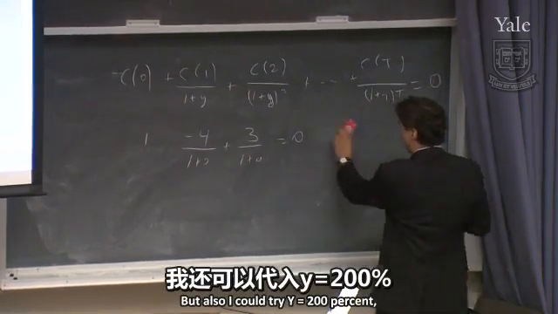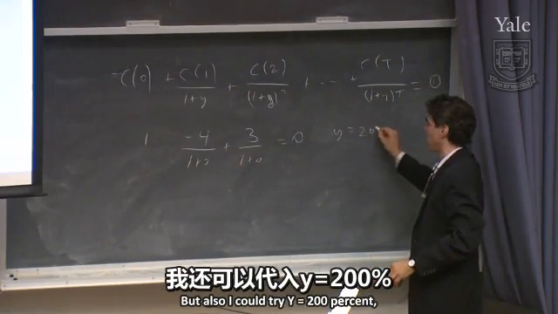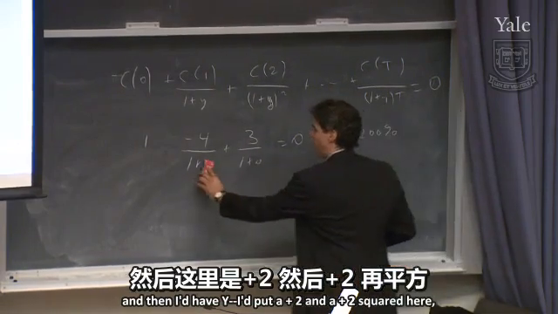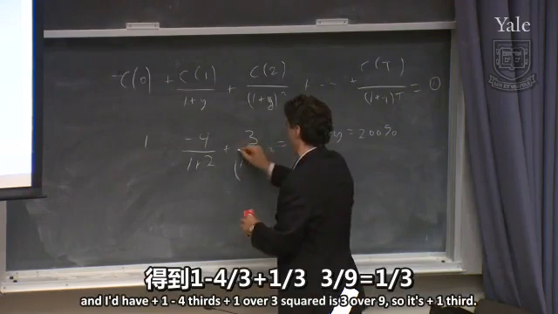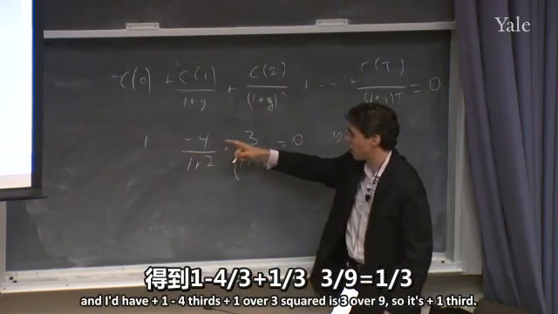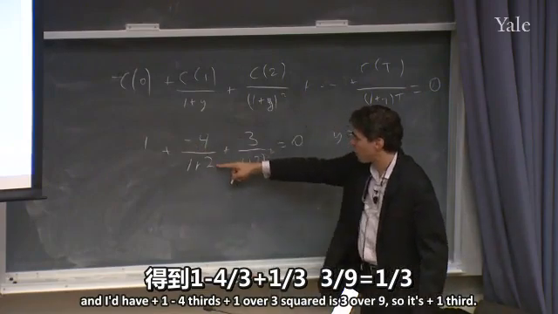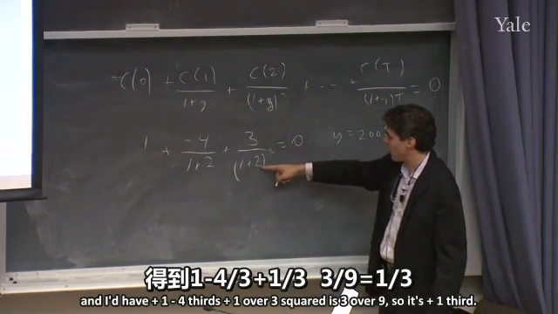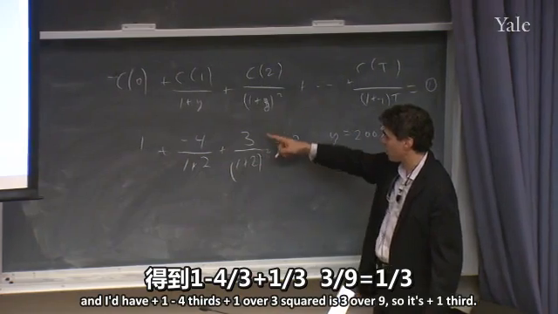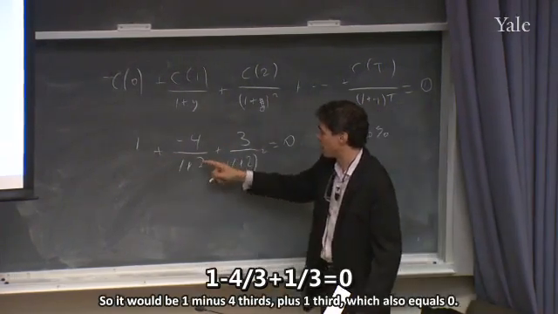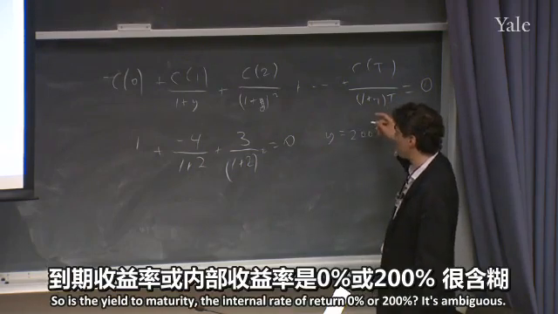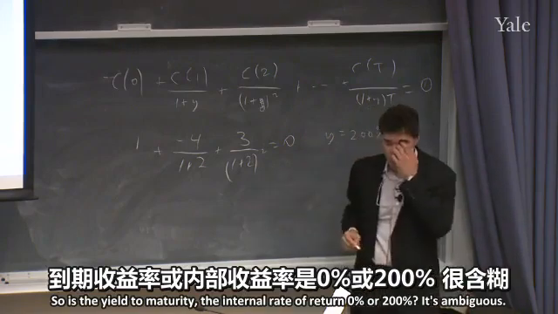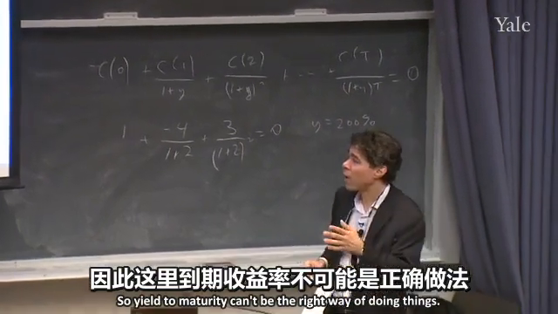But also I could try y equals 200%. And then I'd put a +2 and a +2 squared here. And I'd have 1, -4/3, plus 1 over 3 squared is 3 over 9, so it's +1/3. So it would be 1 - 4/3 + 1/3, which also equals 0. So is the yield to maturity, the internal rate of return, 0% or 200%? It's ambiguous. So yield to maturity can't be the right way of doing things.